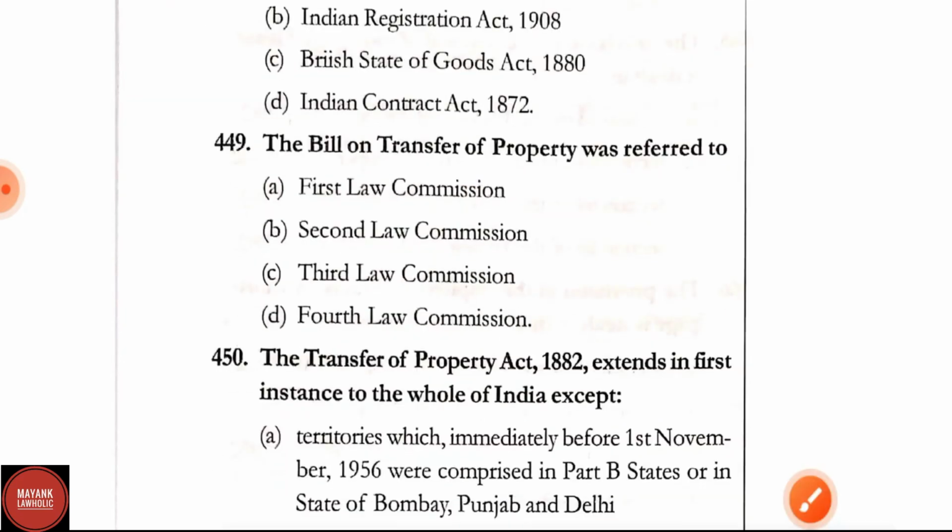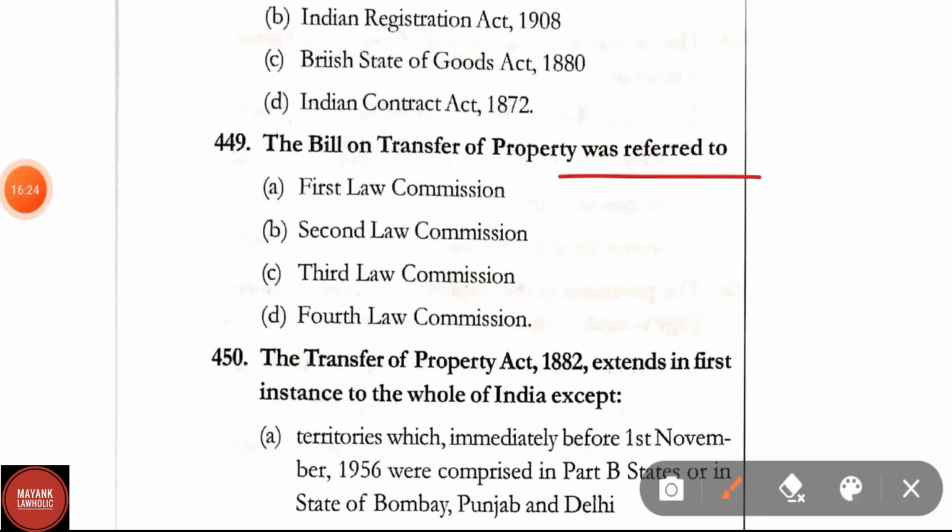Question number 449. The Bill on Transfer of Property Act was referred to First Law Commission, Second Law Commission, Third Law Commission, Fourth Law Commission. Correct answer is option C, that is Third Law Commission.